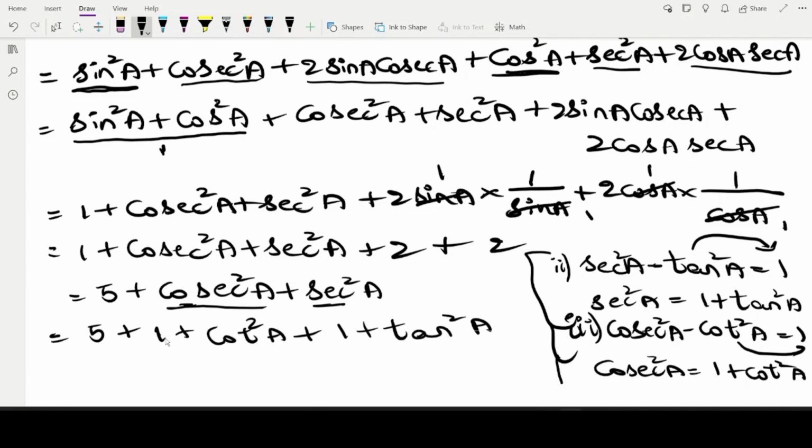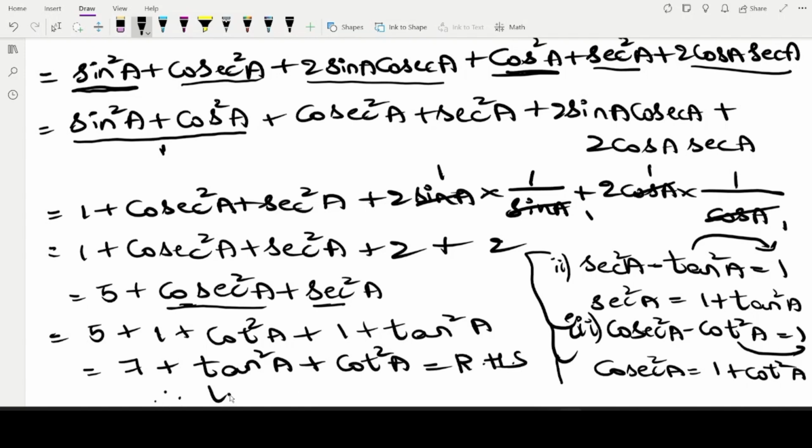So 5 plus 1 is 6, plus 1 is 7, and as per the RHS, the tan is in the first position. You can shift them. So 7 plus tan square A plus cot square A. So this is the RHS part. Therefore LHS equals RHS. So this is how you prove it.